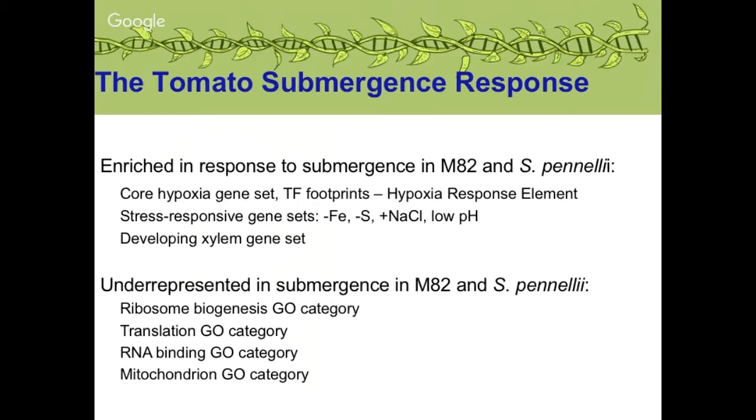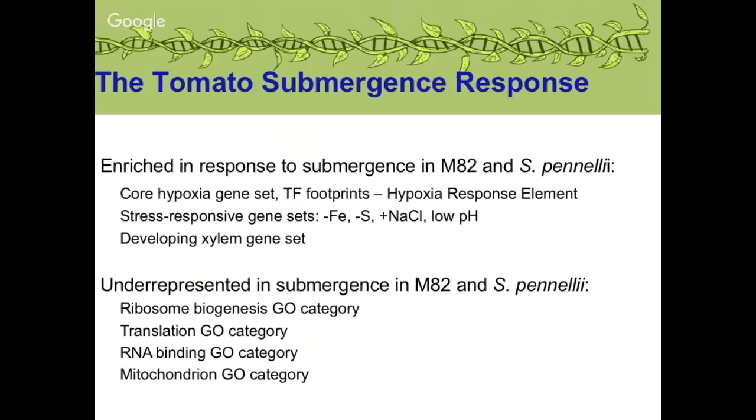The tomato submergence response has never been characterized before, and Kaisa went and further looked at a suite of genes in both the intact and TRAP RNA-seq data sets that are enriched in response to submergence in both the domesticated tomato species, M82, and also in Solanum pennellii. Here she found a group of genes enriched that are associated with the core hypoxia response as determined by looking at Arabidopsis data, which shows a nice conservation of this process between Arabidopsis and tomato.